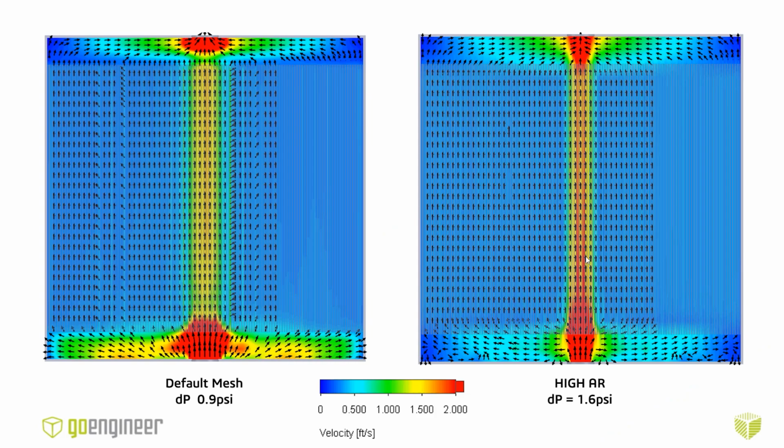Pressure and velocity. My pressure drop across the fins almost doubled with the higher aspect ratio cells. And if I take a look at the velocity gradient just around that inlet area, with the default mesh that smoothens out and transfers left and right a little bit easier, that's not happening with those high aspect ratio cells.